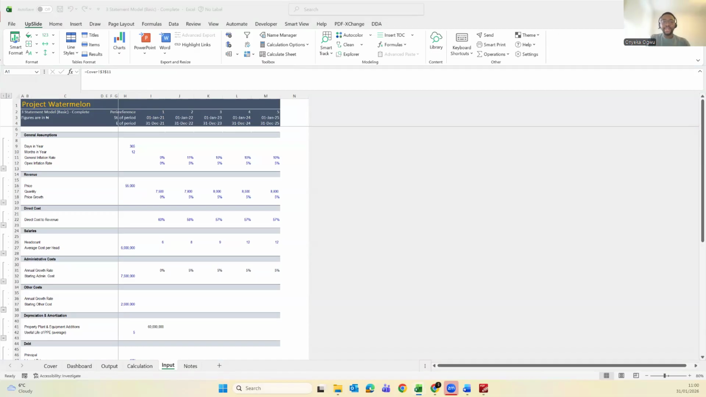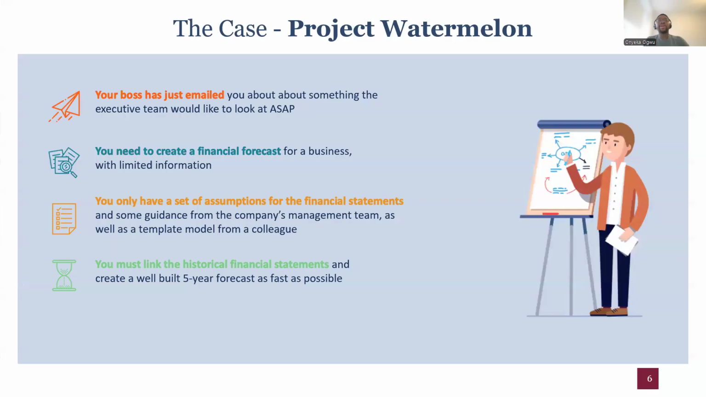But let's start from the very beginning, right? So the case study that we are working with is that we're working for a watermelon business. So let me share the case study, the case study we're working with. Do you have the blank template open, everybody? The blank template open, because I'd like us to work together.